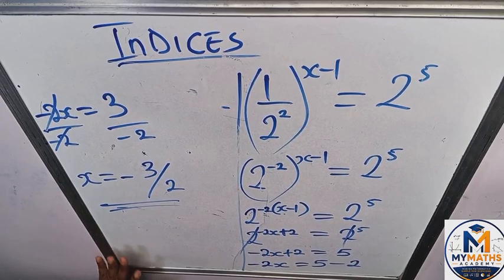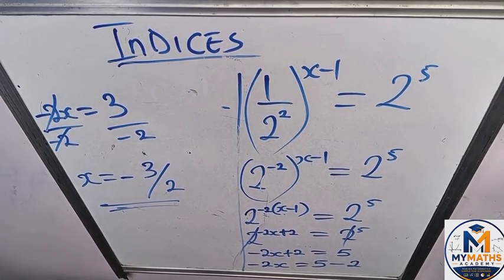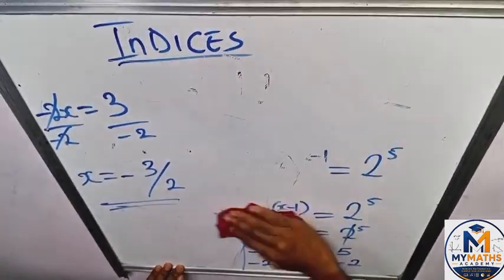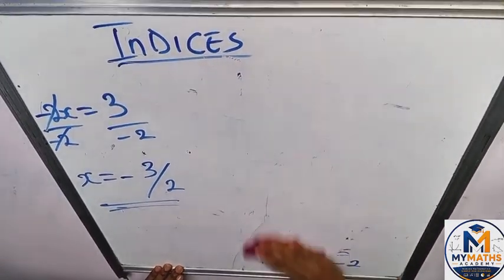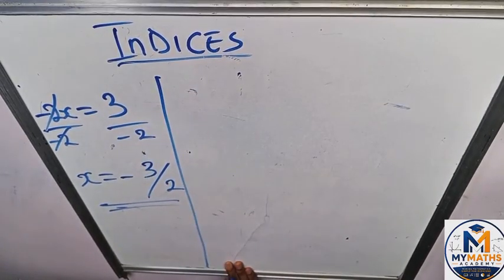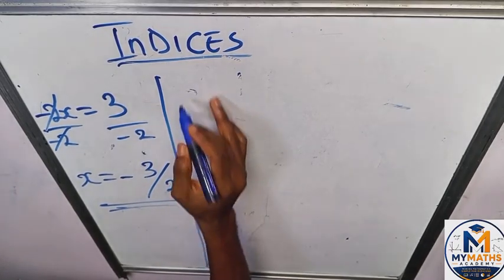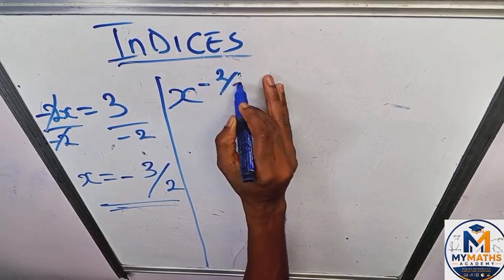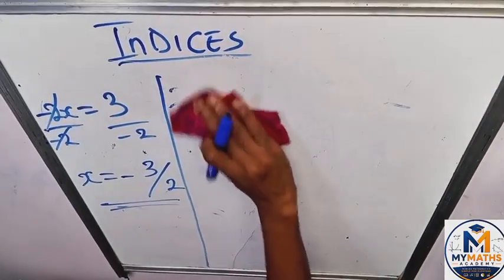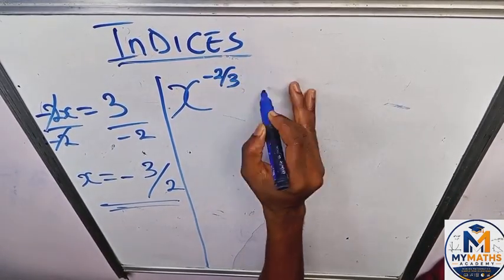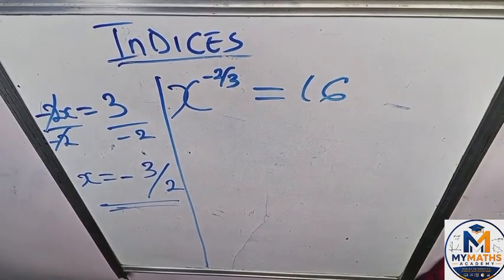So I just wanted to show us this question. Okay, one last one we're going to look into. One last question that we are going to look into. Suppose we have a question that gives us something like this and say that x raised to power minus 2 all over 3 is equals to 16.